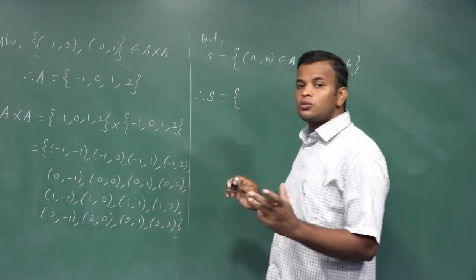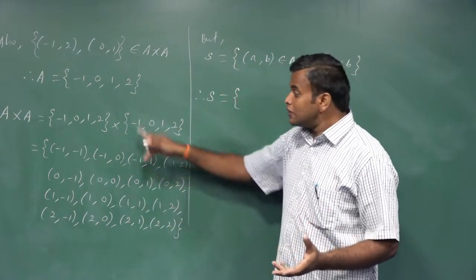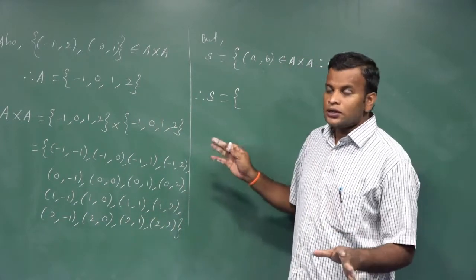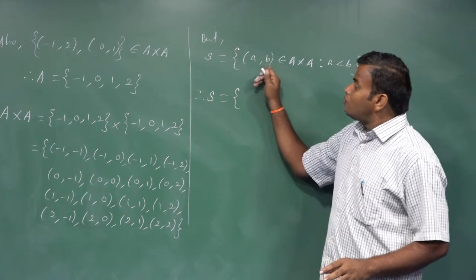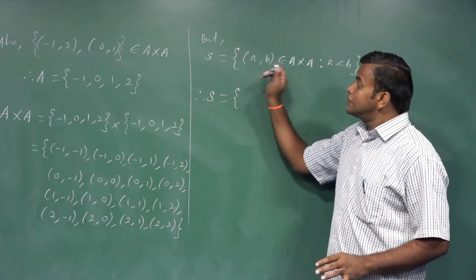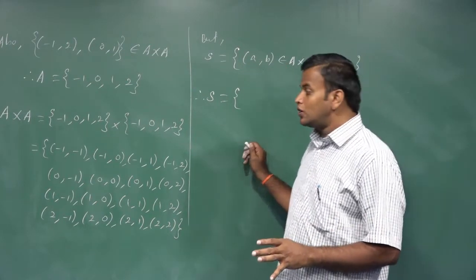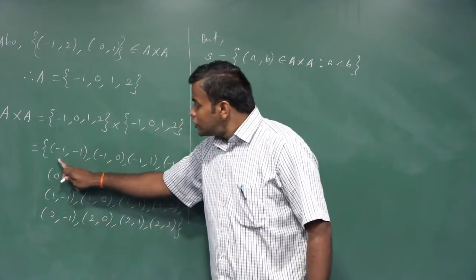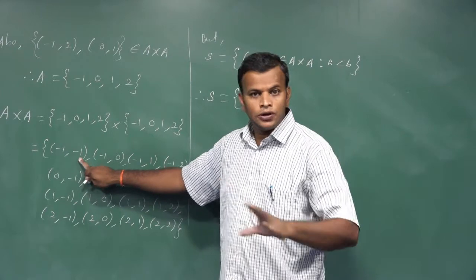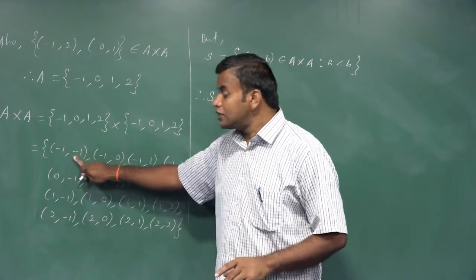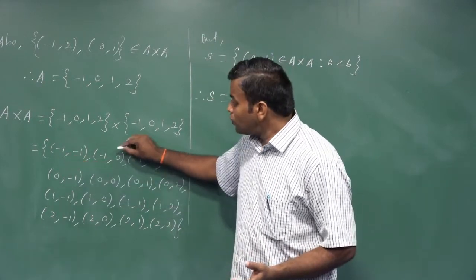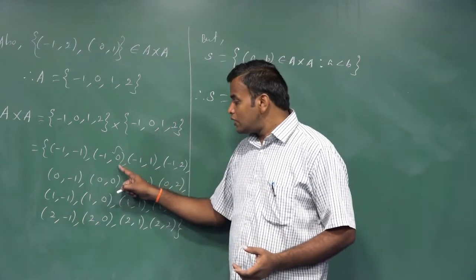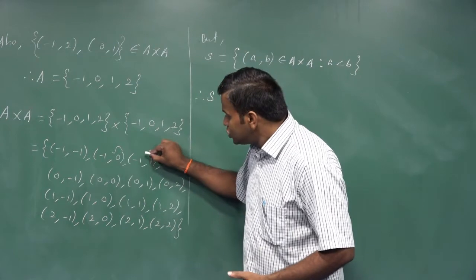Now we will take the suitable values of S. A cross A contains 16 values, but we don't need all of them. We need the ordered pairs where the first one is less than the second one. So I take the suitable elements. You see, both are the same, so I leave it. The element is not less. The second one is possible, because the first one is less than the second one.